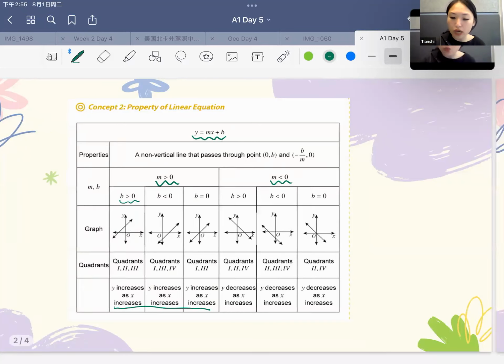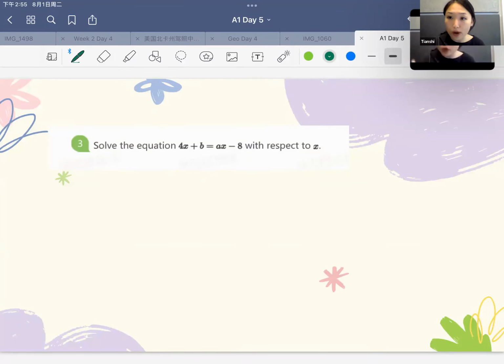And now we are going to talk about 2 difficult questions about parameters. Actually, a parameter refers to a variable like a, which is not the variable in this question. So in that case, we should treat it as a normal number.